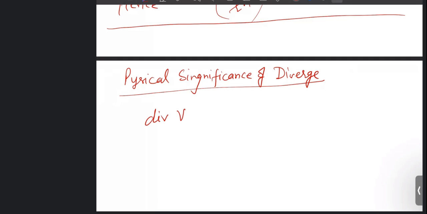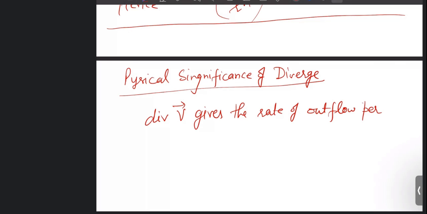Divergence of a vector v gives the rate of outflow per unit volume at a point of the fluid.